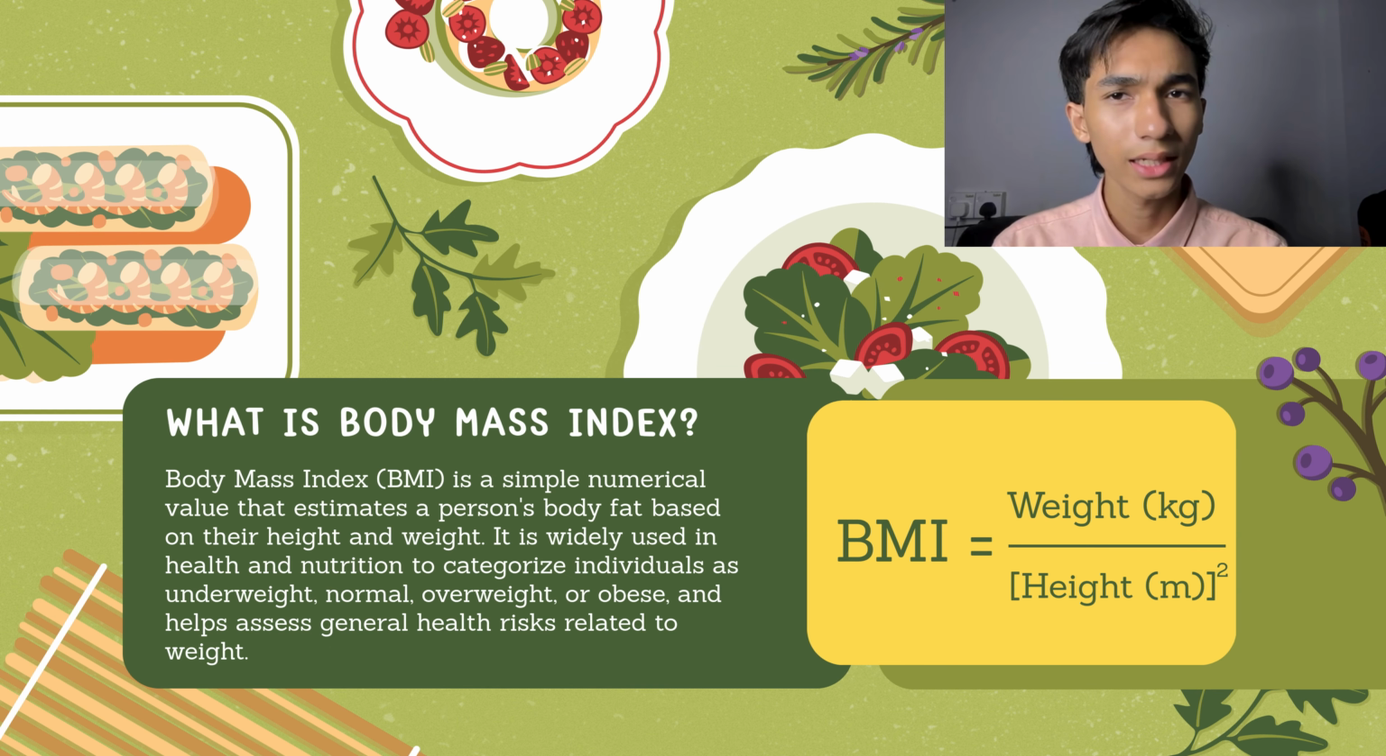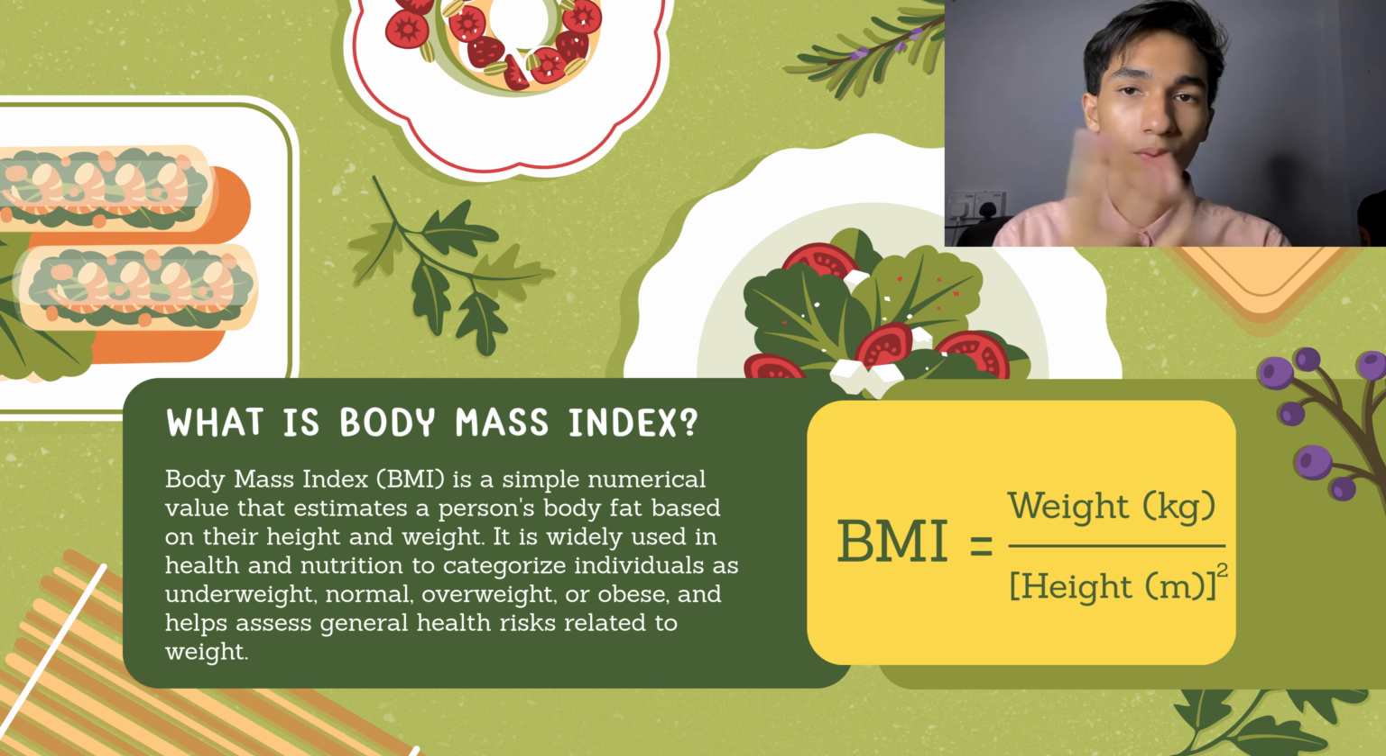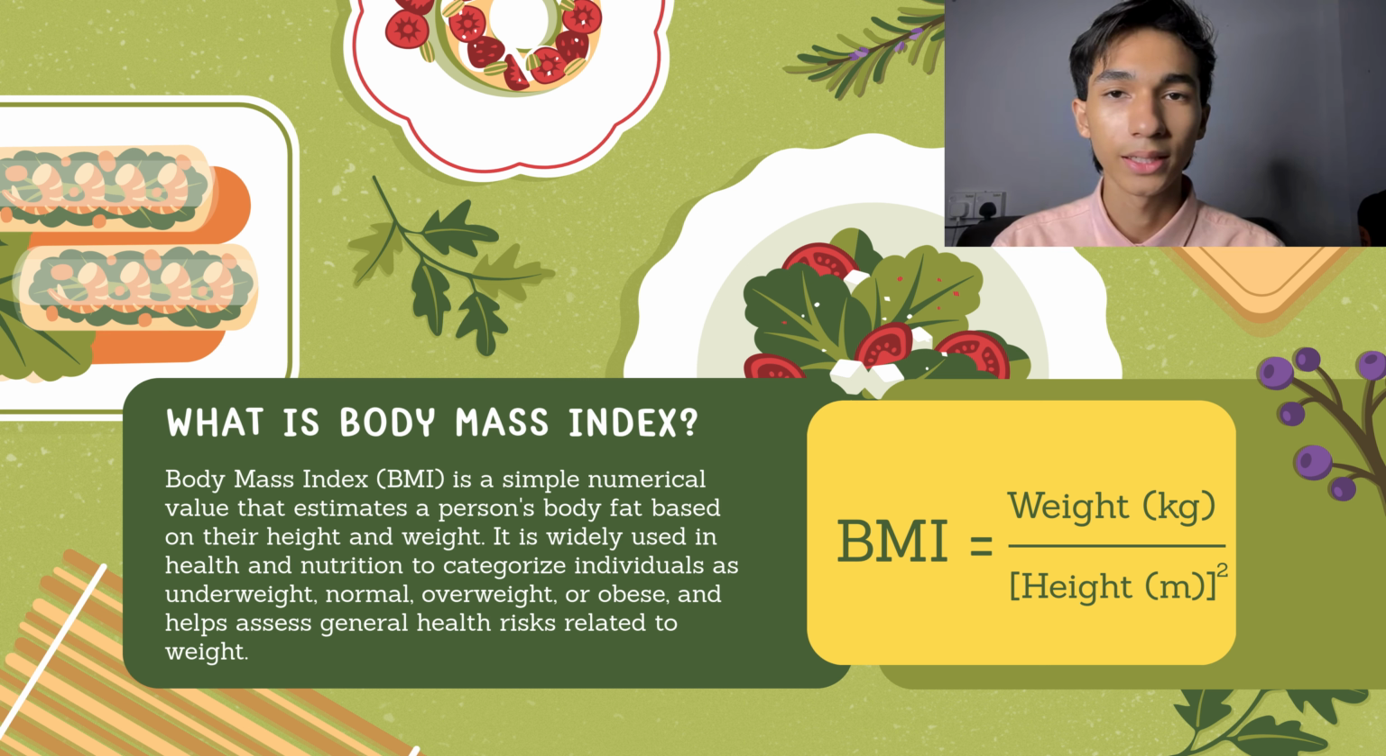So, what exactly is BMI? BMI or Body Mass Index is a simple number calculated from a person's height and weight. It is commonly used to classify people as underweight, normal, overweight, or obese. The formula is weight in kilograms divided by height in meters squared. While it doesn't measure body fat directly, it is a quick and useful health indicator.